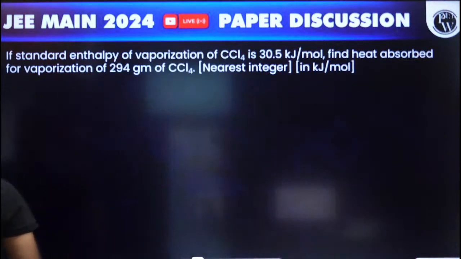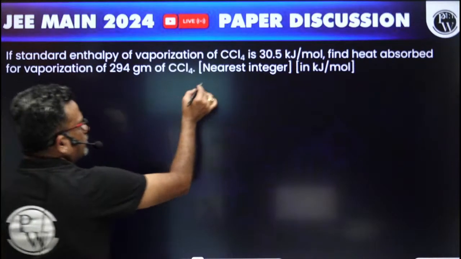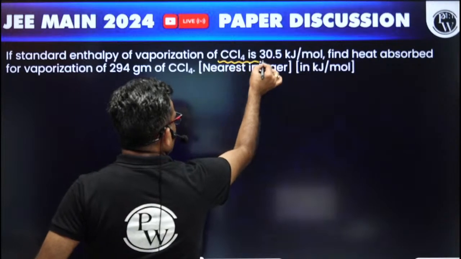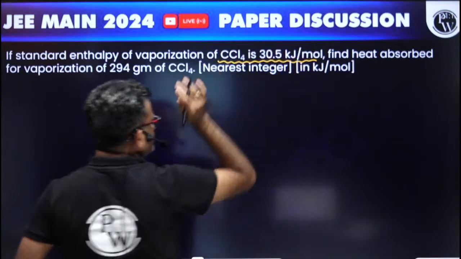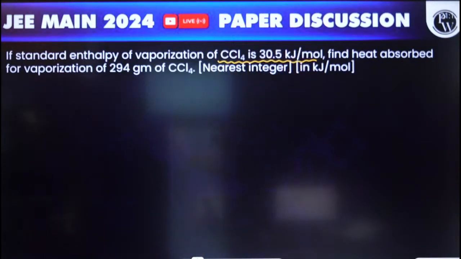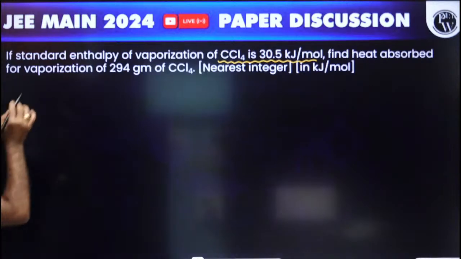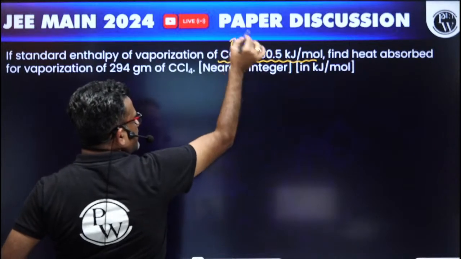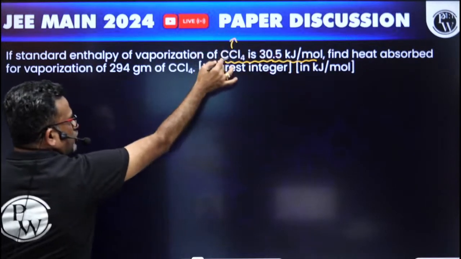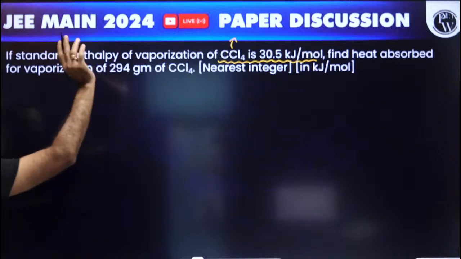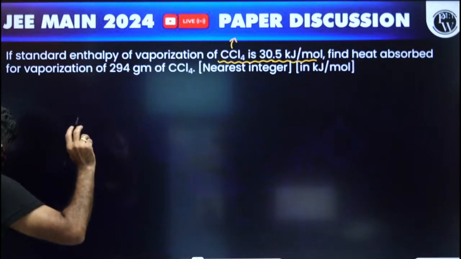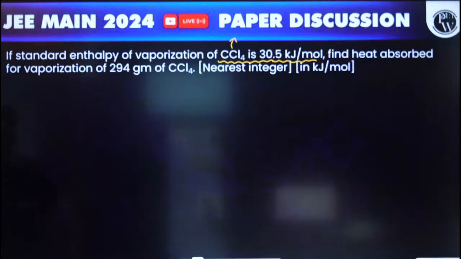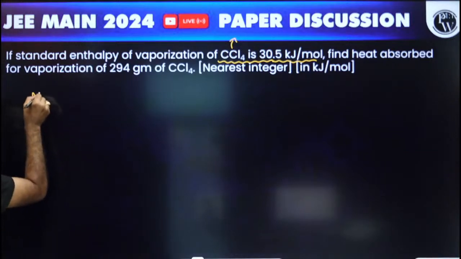If a standard enthalpy of vaporization of CCl4 is 30.5 kilojoule per mole, 1 mole of CCl4 is vaporized by this much of energy. To vaporize 1 mole of CCl4, I need this much of energy. What do you mean by 1 mole? 1 mole is 1 time molecular mass. What is the molecular mass of CCl4?